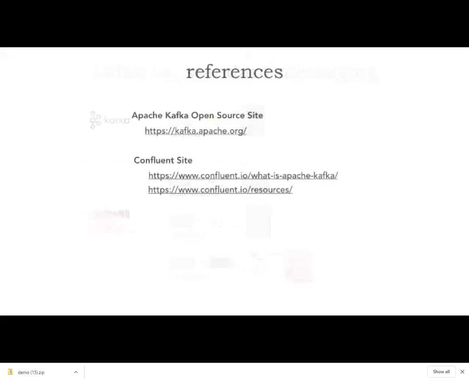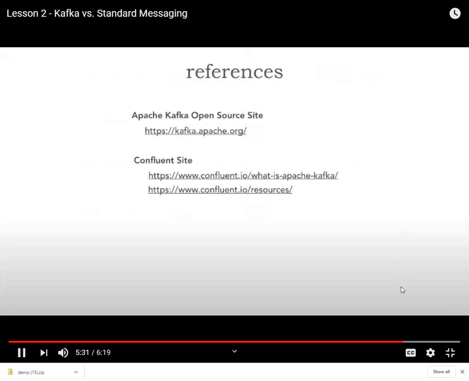So you can get more information about Kafka by going to two different sources. The Apache Kafka open source Apache page at kafka.apache.org is a good place to see all sorts of information and documentation. The Confluent site is the other place to go. There's a lot of information there about what Apache Kafka is. And also, if you go to the resources page, which I've included the link here, there's lots of videos and white papers also to really describe what Kafka is and how it works.